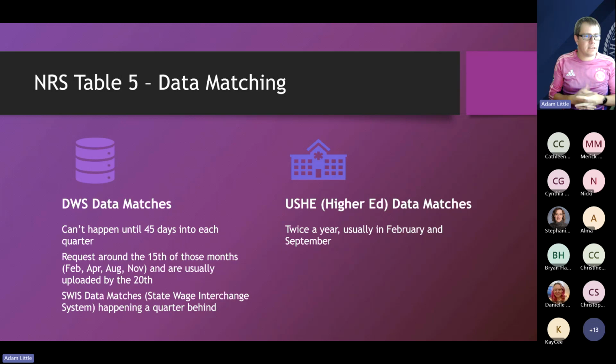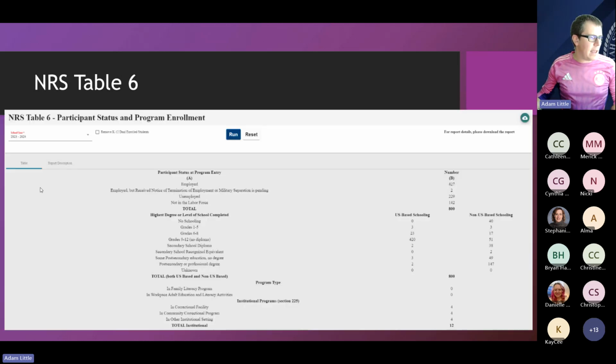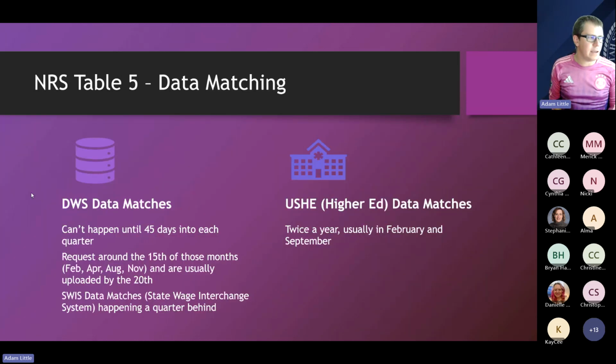If you guys, like Chris mentioned, know of students that did it beforehand, before a data match, you're welcome to enter that data, making sure that you use Stephanie's list to make sure that the information is inside of the system. Any questions on table 5, the data matching, the cohorts, anything like that?